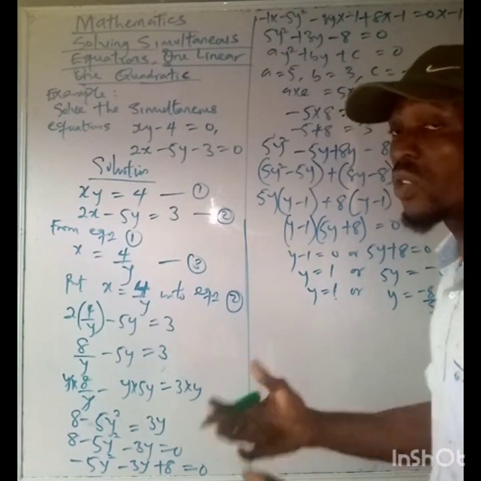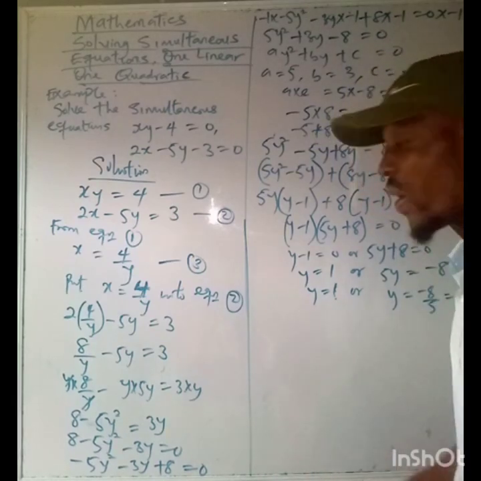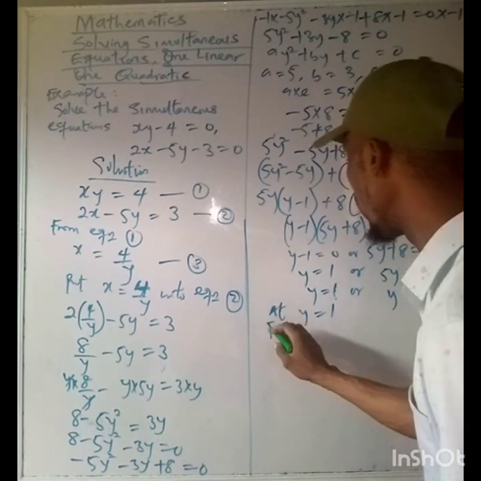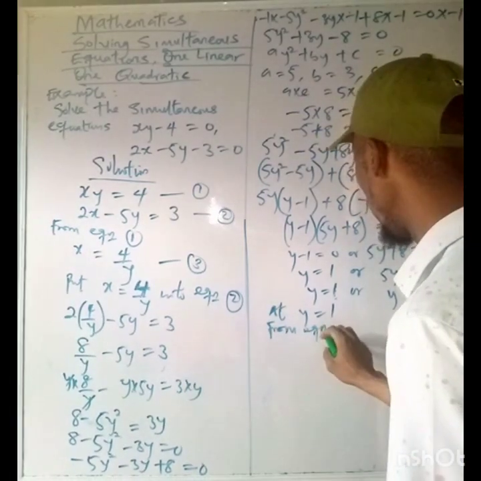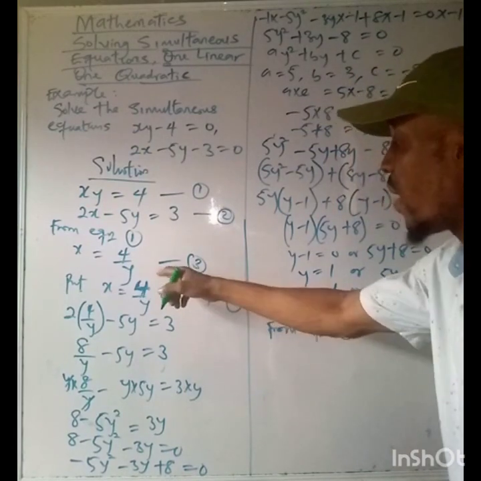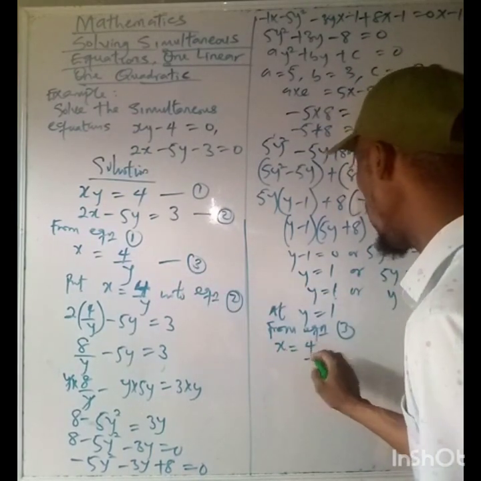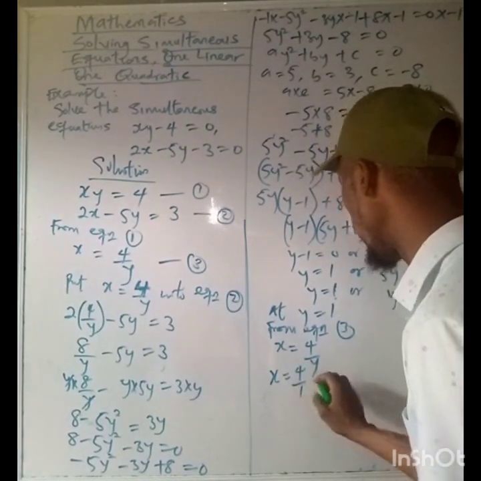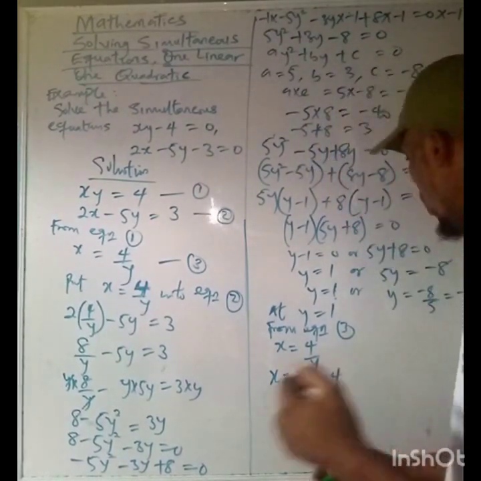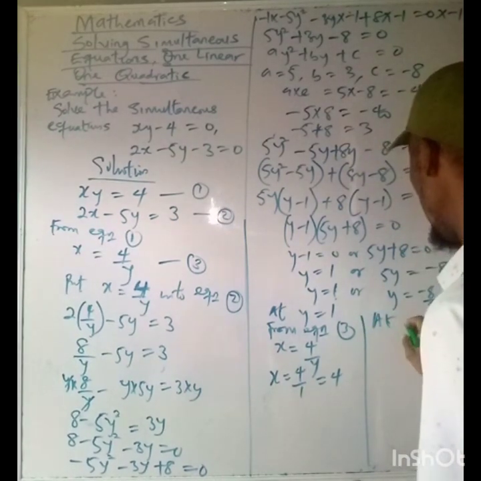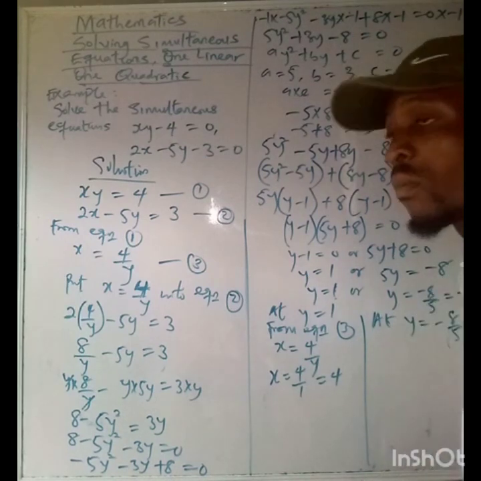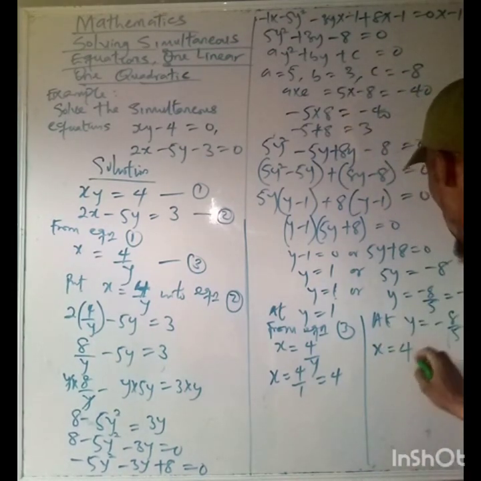Now we need to look for the values of x. We've gotten the values for y. Then we write, at y equals 1, from equation 3, we have x equals 4 over y. Now at y equals 1, x equals 4 over 1, which is 4. Similarly, at y equals minus 8 over 5, we have x equals 4 divided by minus 8 over 5.